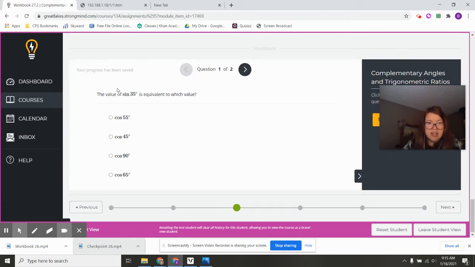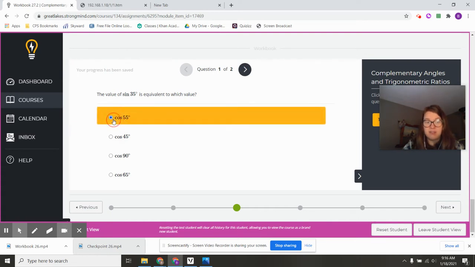So the sine of 35 is equivalent to which value? So for these, if you have a right triangle, 35 and the angle over here would go together and it would be the cosine of that. So you do 90 minus 35. So let's see, 90 minus 30 is 60, minus 5 is 55. So it'd be the cosine of 55.